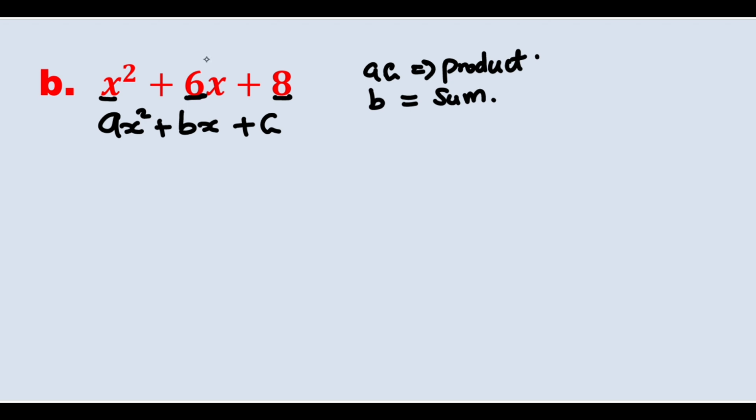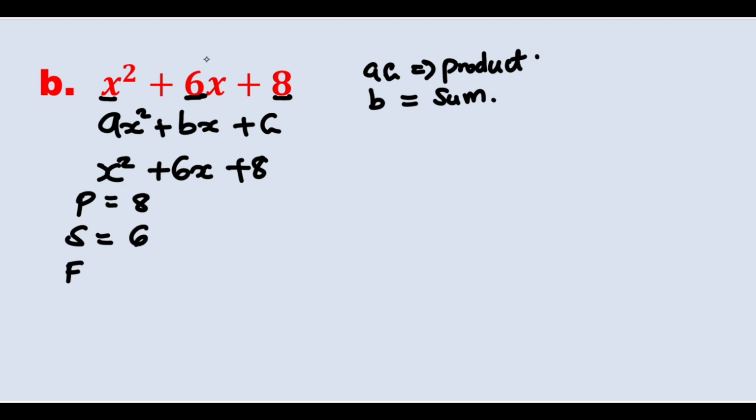So now in this case, we have x squared plus 6x plus 8. So our product is going to be 1. There is a 1 here, but nobody writes it for you, but you should be able to know that. So the product is 1 times 8, which is 8. The sum is 6, positive 6. So we are going to think about two numbers such that when you multiply them, you get 8, and when you add them, you get 6.